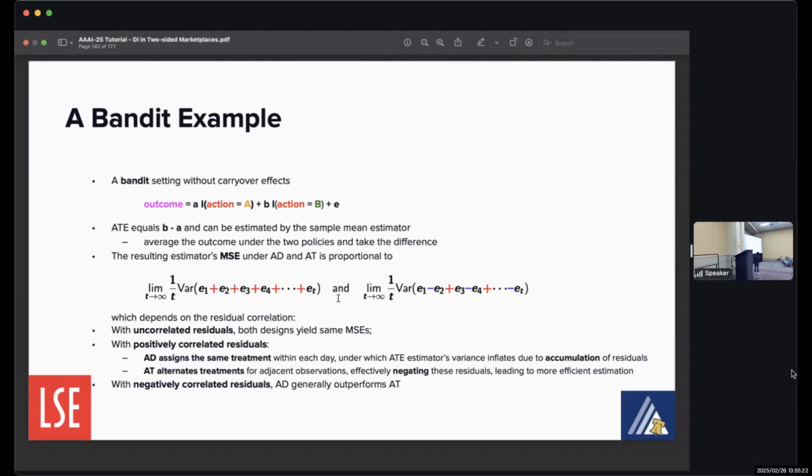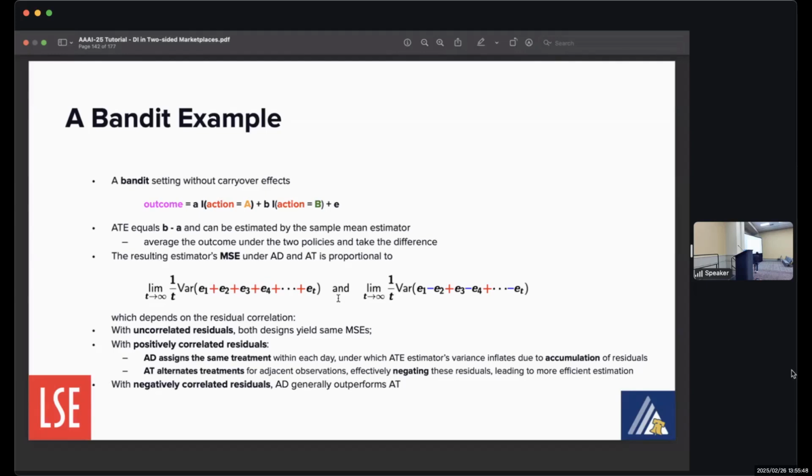Now, under this simple bandit setting, you can show that the AT corresponds to the difference between A and B, and it can be estimated using simple sample mean estimators. Okay? So you just average the outcomes under these two different policies and then take the difference. Now, if you calculate the resulting estimators' mean square error, you can show that the resulting MSE under the two designs is equal to these two expressions.